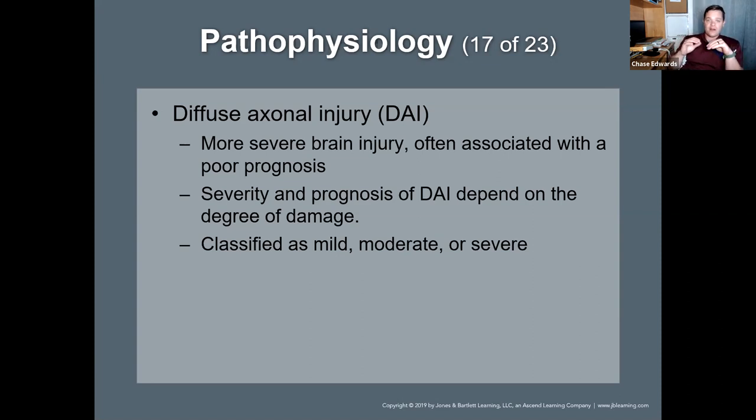It usually results most often from high speed, rapid acceleration, deceleration forces. The severity and the prognosis of DAI depends on the degree of damage that's been done. So this is also classified as mild, moderate, or severe, your DAIs, or diffuse axonal injuries.